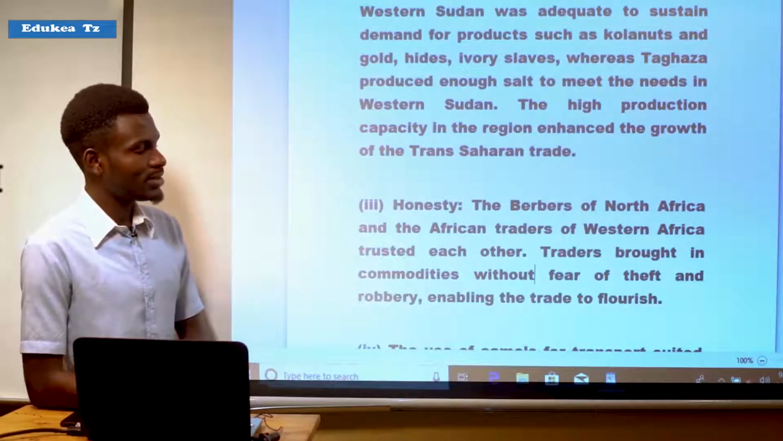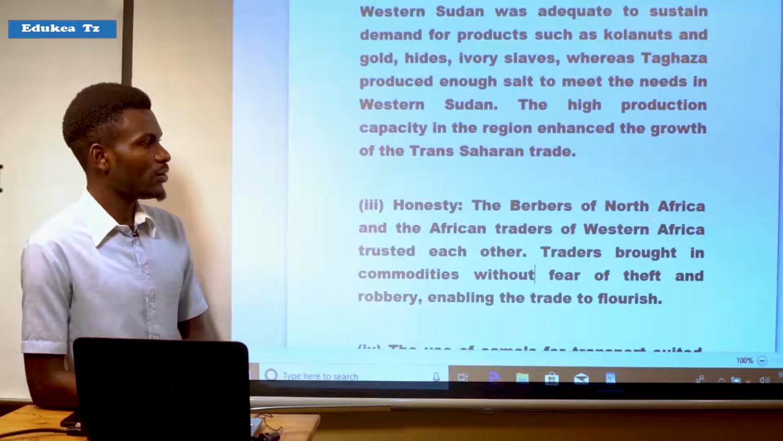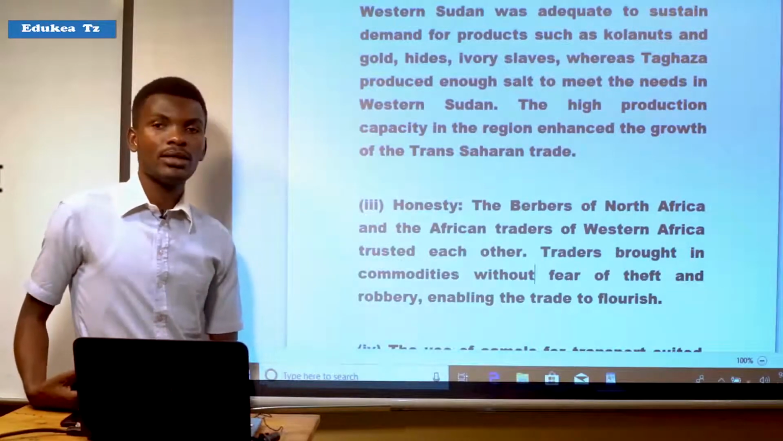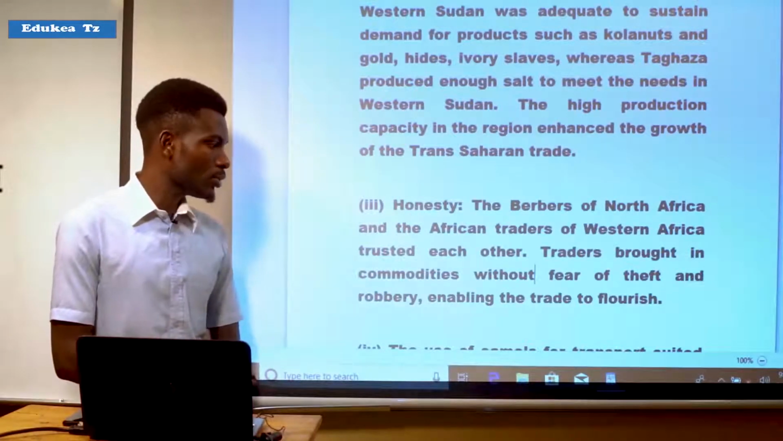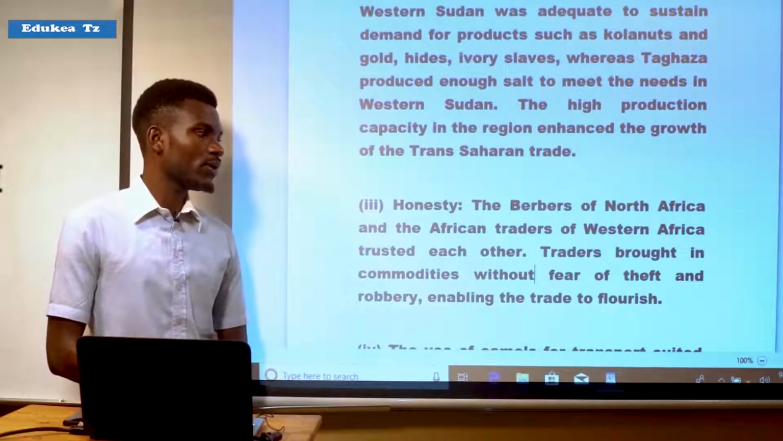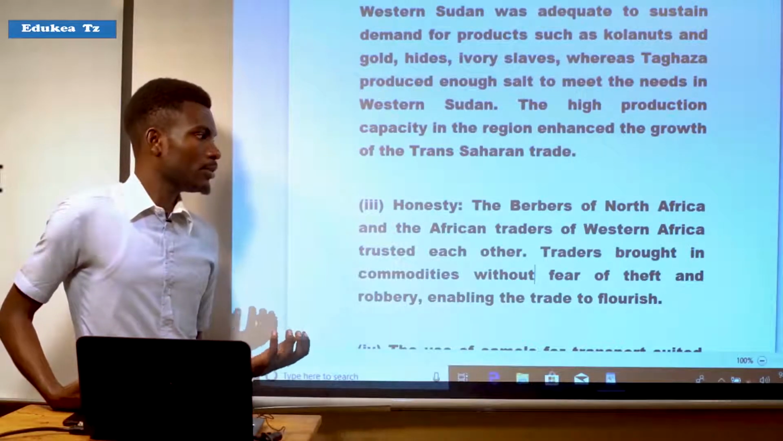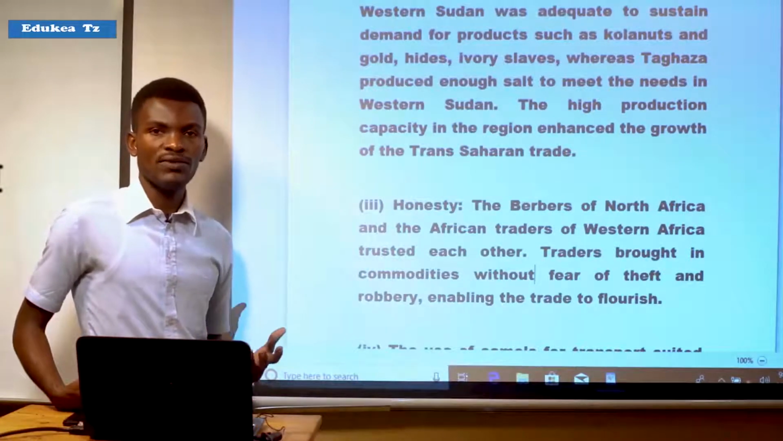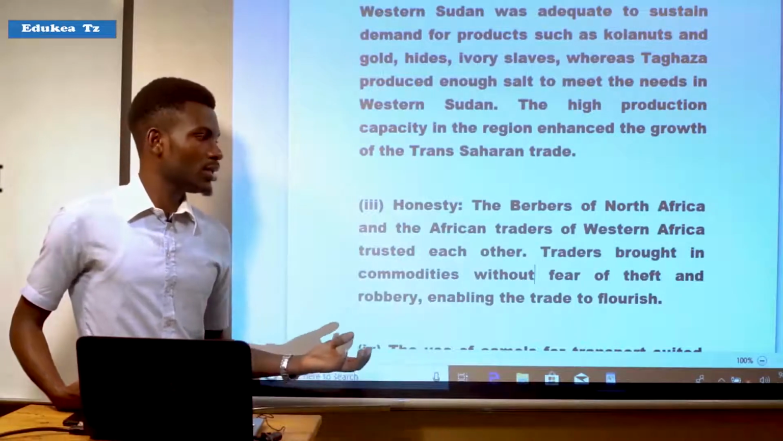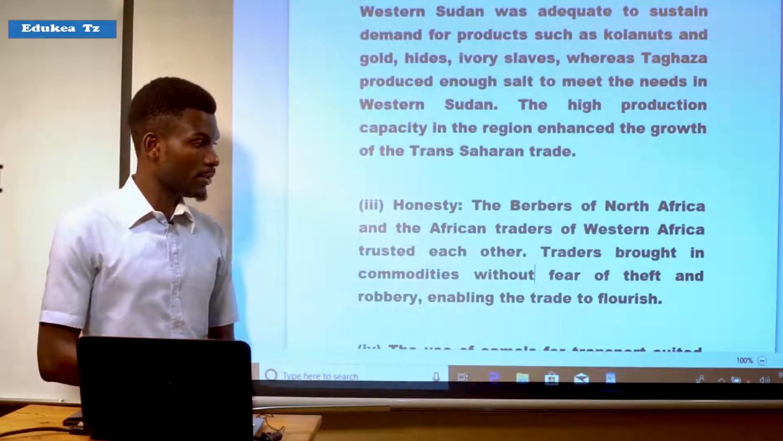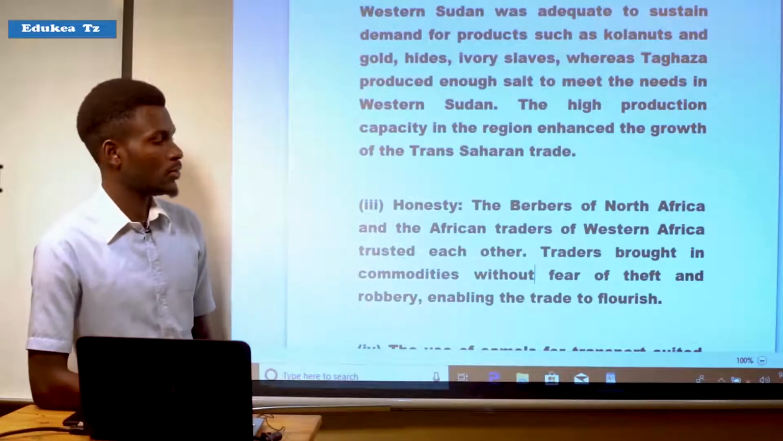The third one was honesty. It means that the Berbers of North Africa and the African traders of West Africa trusted each other. They were honest with each other in trading activities, and traders brought in commodities without fear of theft and robbery, enabling the trade to flourish. Due to the presence of honesty among the traders, the trade developed, and that made the Transatlantic Trade grow.